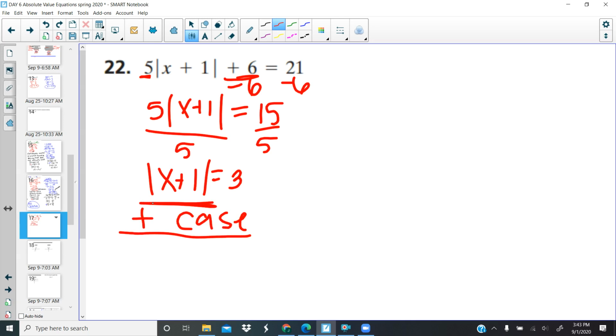So the positive case is just going to be x plus 1 equals 3. All we do is get rid of the absolute value marks. And so then I'm going to subtract 1 on both sides and get x equals 2.